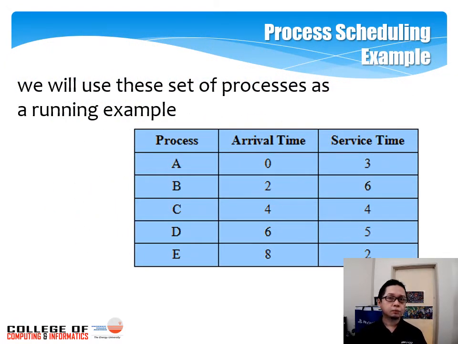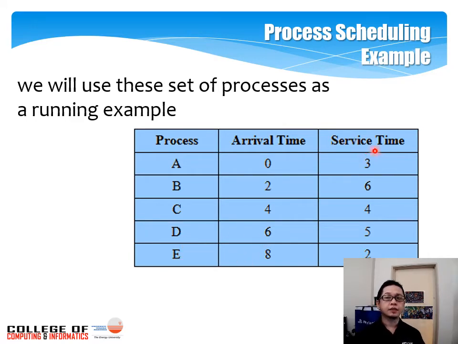So to differentiate between all those methods, we will look at this running example. In this example, we have 5 different processes ranging from process A until E. Each process has a different arrival time. For example, process A arrives at 0 millisecond, B arrives at 2 milliseconds, C arrives at 4 milliseconds, D arrives at 6, while E arrives at 8.